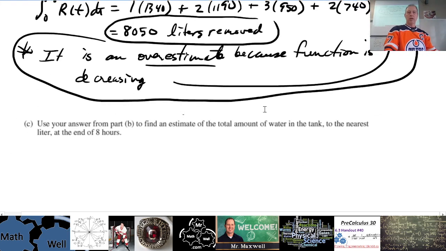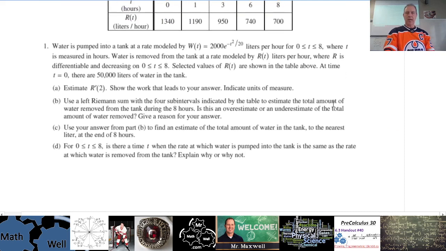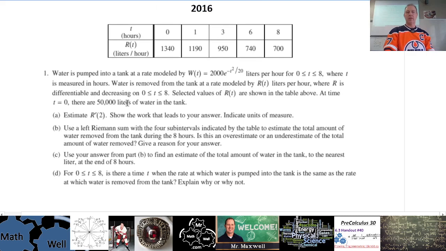Okay. So C, use your answer in part B to find an estimate of the total amount of water in the tank to the nearest liter at the end of 8 hours. Would we subtract that from the 50,000? Okay, hang on. So at the end of 8 hours, we know that there's also something else in play here, right? And that is the fact that we have water being pumped into the tank as well. So we have to consider that. You have to be careful not just to take 50,000 minus 8,050.